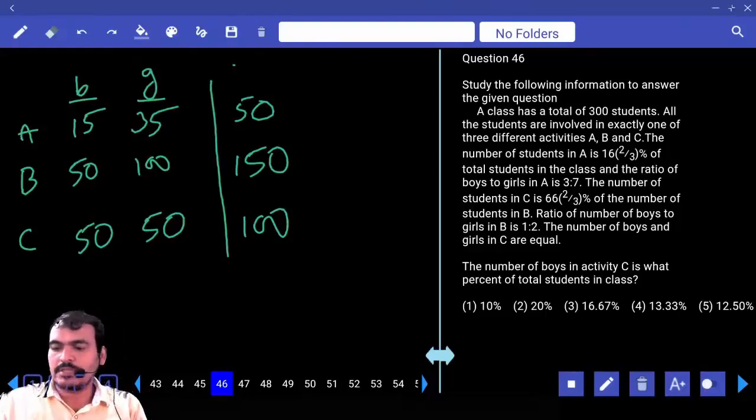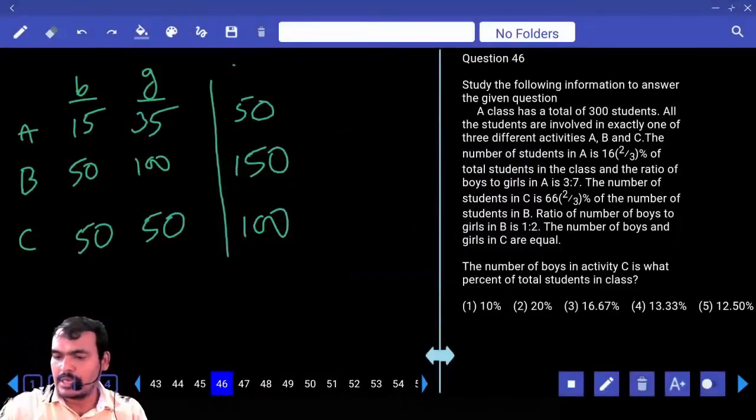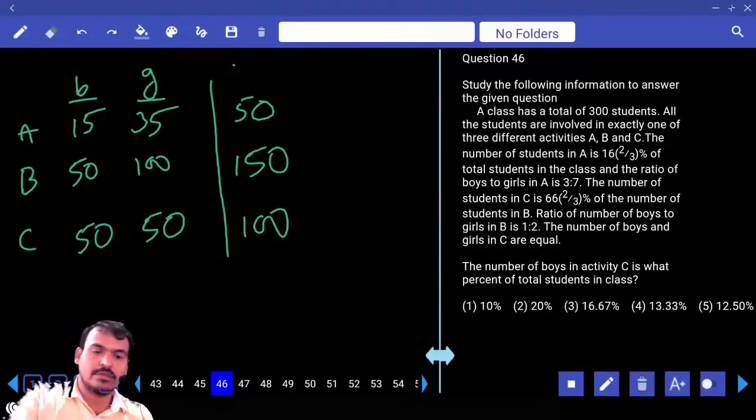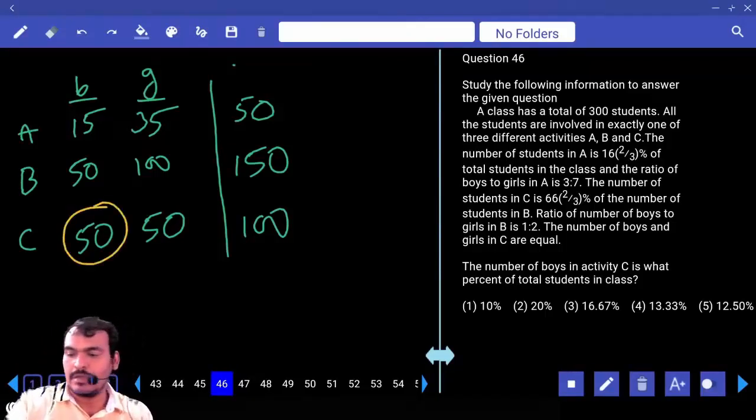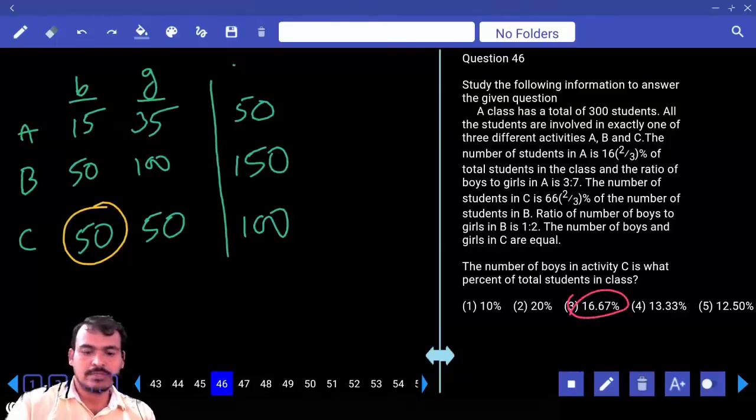First question, 46. The number of boys in activity C is what percentage of the total students in the class? Activity C boys is 50. 50 out of the total, 300. 50 by 300 means 1 by 6, which is 16.67%.